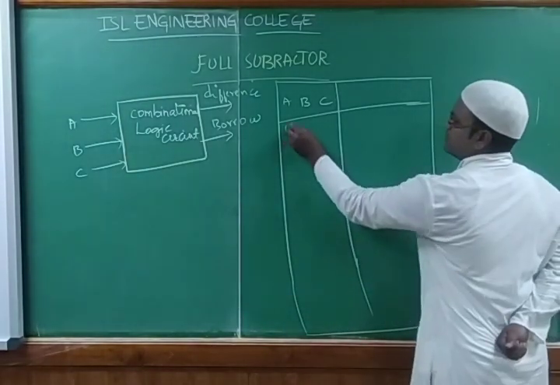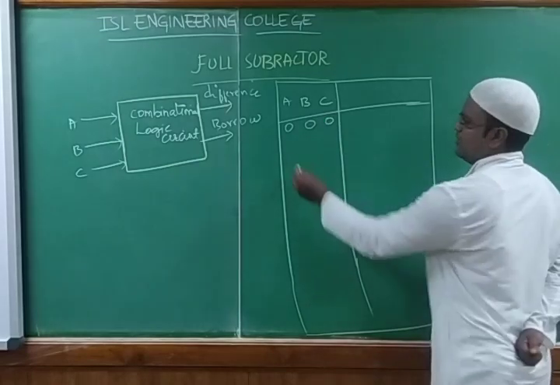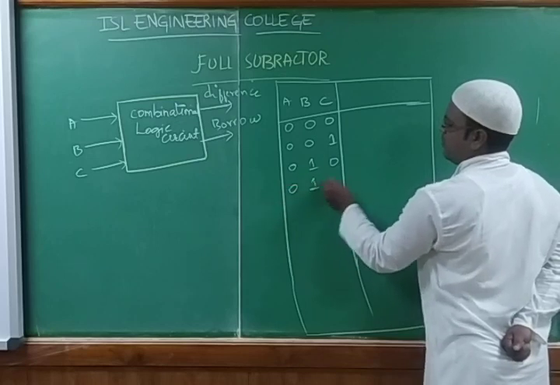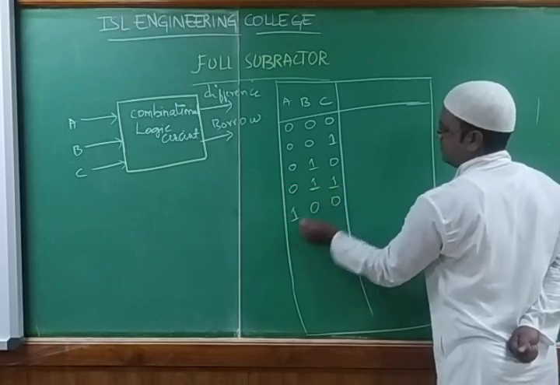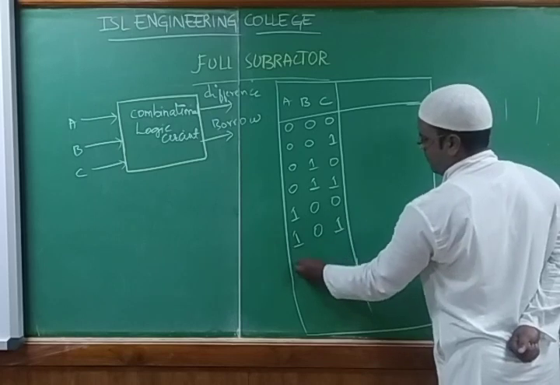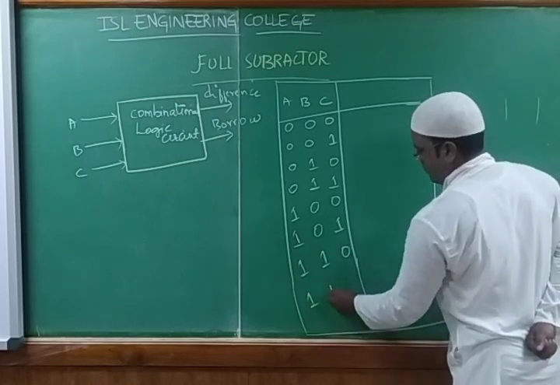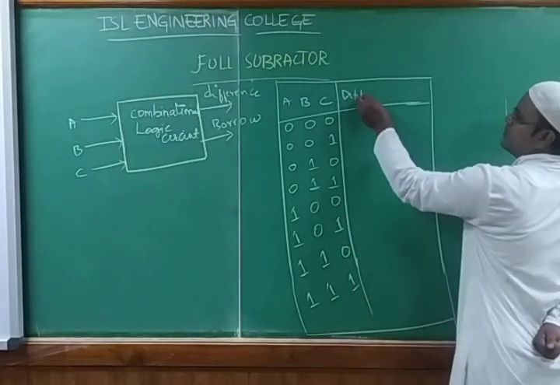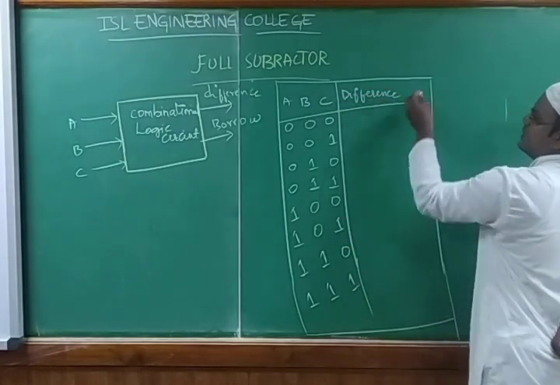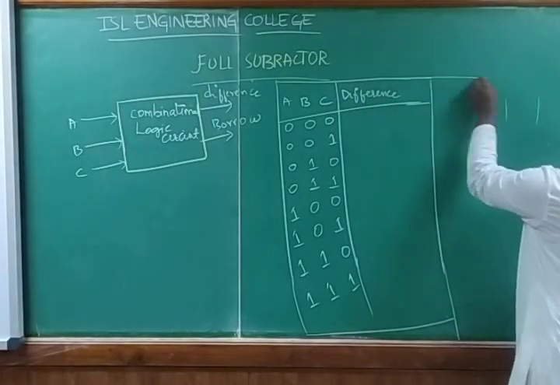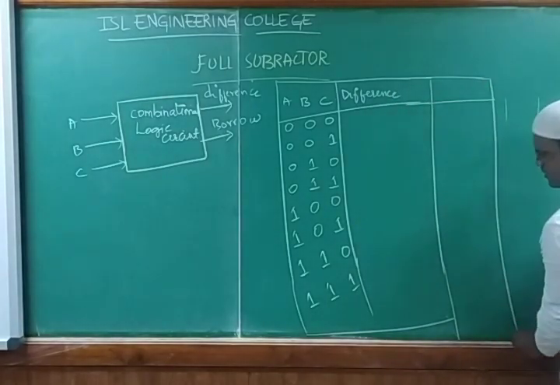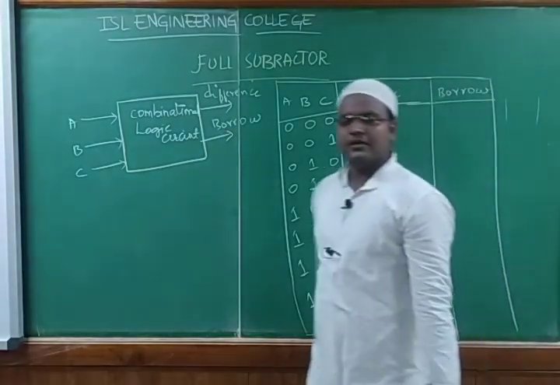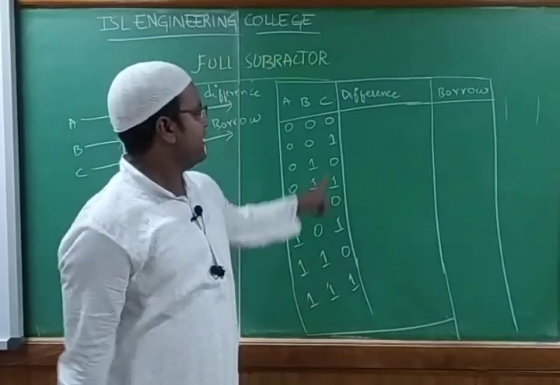So what is the input value? 0, 0, 0. This is the first combination. Second is 0, 0, 1, then 0, 1, 0 and 0, 1, 1. Like this, 1, 0, 0, 1, 0, 1, 1, 1, 0 and 1, 1, 1. So these are inputs. What is the output value? First is difference, and after difference, next would be borrow. These are our output values. First is difference, second is borrow.